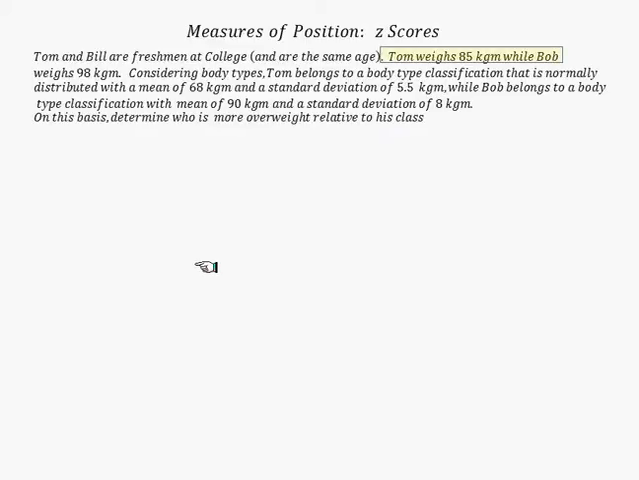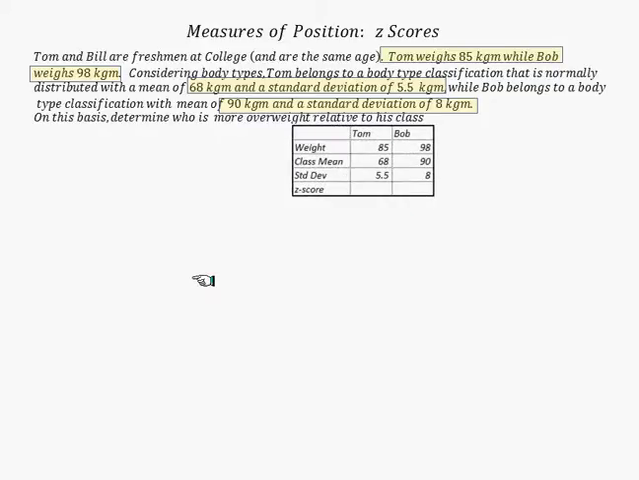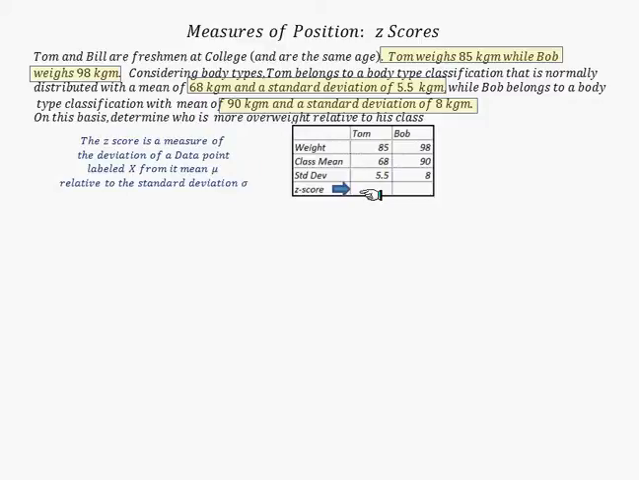We have the weights of 2 individuals, Tom 85 kilograms, Bob 98, and they're in 2 classifications. We've summarized these on the screen here. So this is your x value. We want to find the z-score, and it's a measure of the deviation that a given point x is from the mean relative to the standard deviation. And here we have it on the screen here.